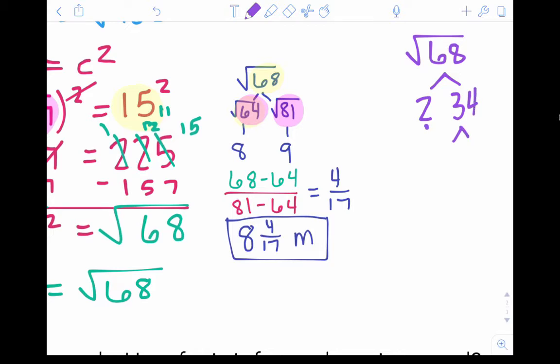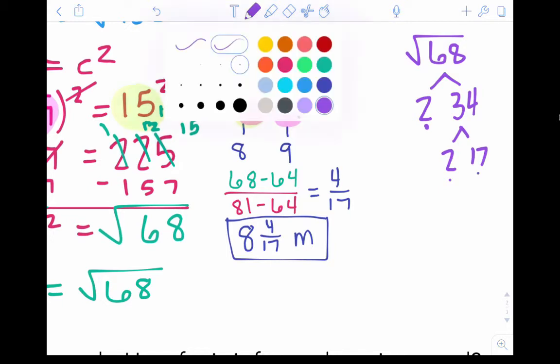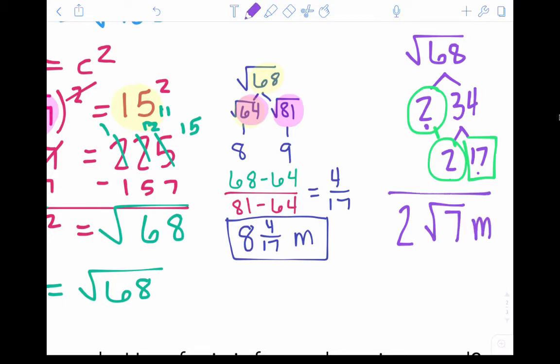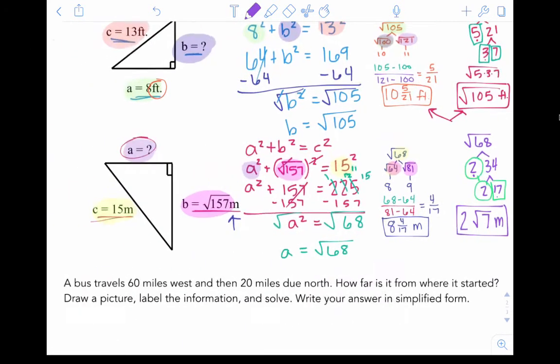2's done. 34, once again, is an even number. So I have 2 and 17, and those are both done. Now I'm going to circle my pairs and connect them and box my single. So I have my pairs go out and my singles stay in. So this is 2 rad 17 meters. So that is this last triangle.